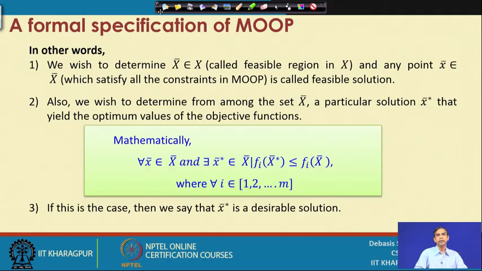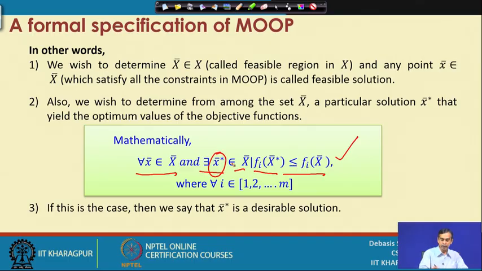So, the idea is that we first have to find all the values which are feasible solutions, and out of these feasible solutions we have to select a particular solution, which we denote as x bar star. So, x bar star satisfies some constraint which is mentioned here. Again, we can explain it like this: for all x bar in the region of feasible solutions, there exists a particular solution, which we denote as x bar star, belonging to this x bar, such that f i of x bar star should be less than or equal to f i of x bar, if we consider the minimization case. If we consider the maximization case, then this will be greater than or equal to.